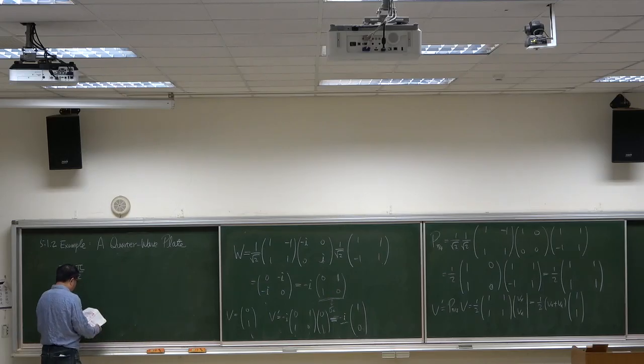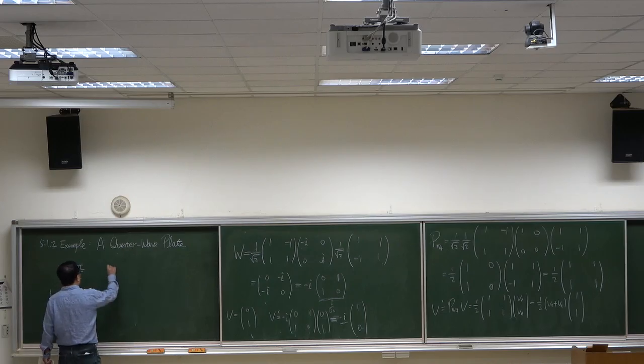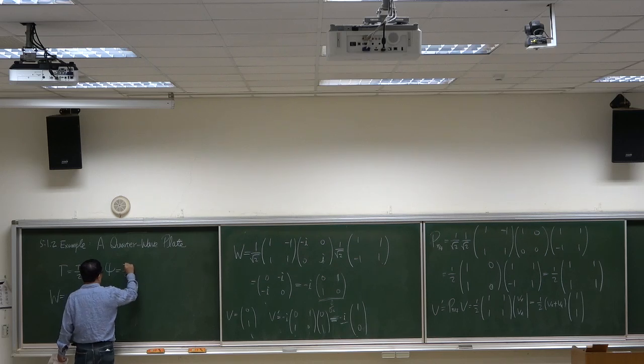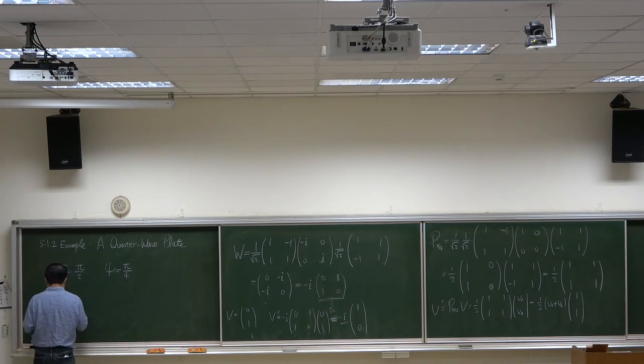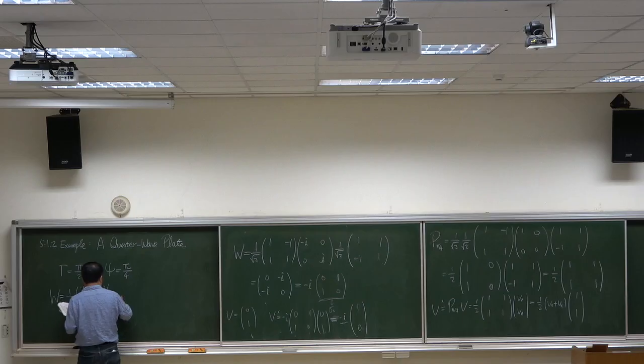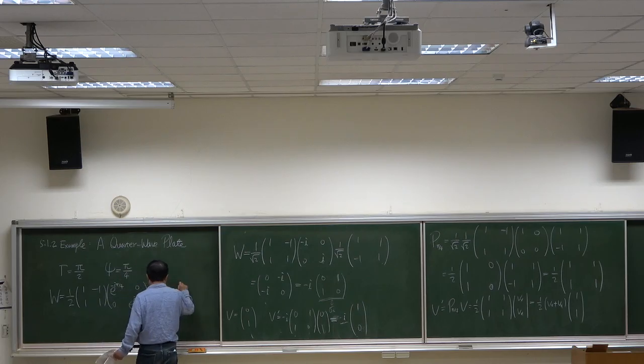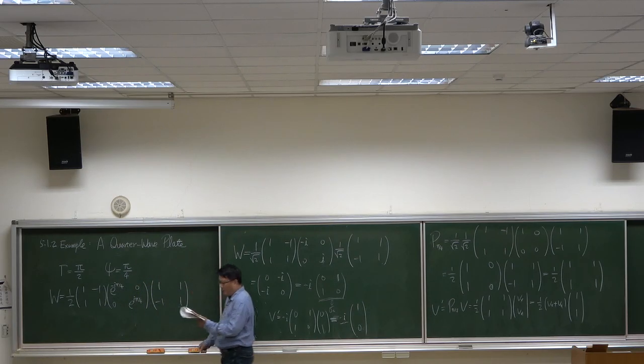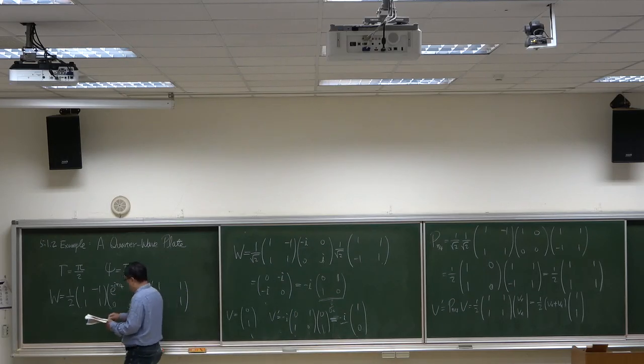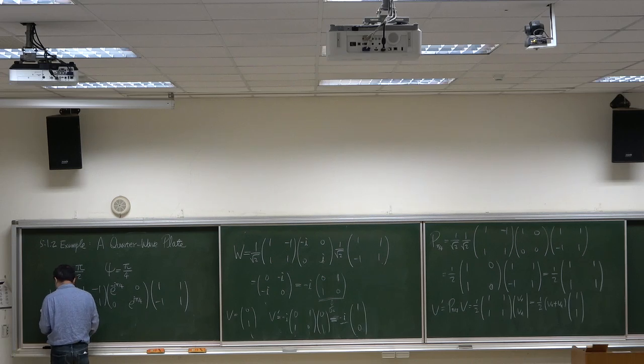Okay. So W. Now we still keep the setting of psi equal to 1/4 pi. So now we have W equal to 1/2, 1 minus 1, 1, 1, and exponential minus i 1/4 pi, 0, 0, exponential i 1/4 pi, 1, 1, minus 1, 1. Okay. Then finally, you multiply the three matrices to get the final result.